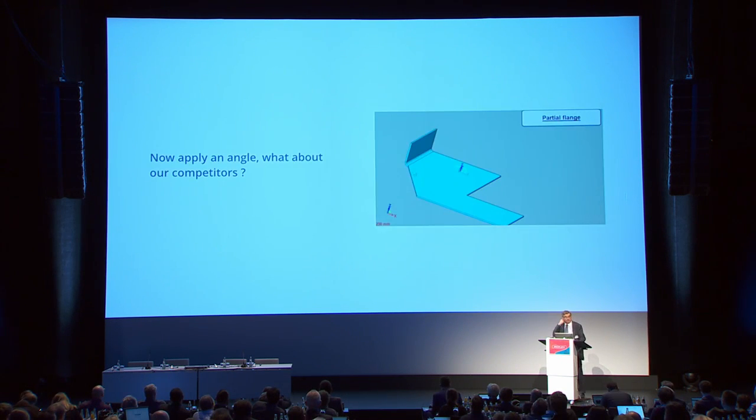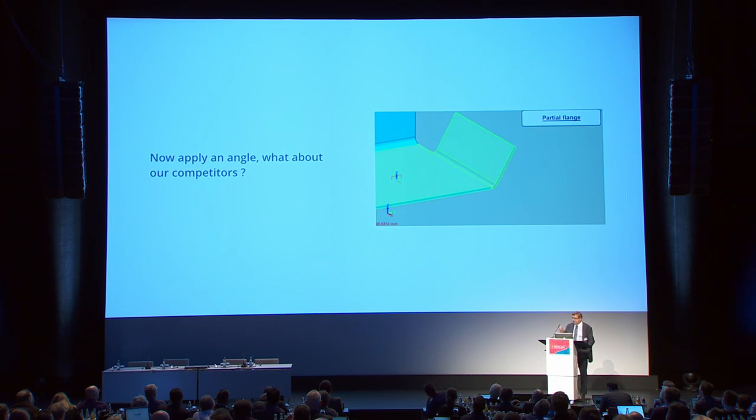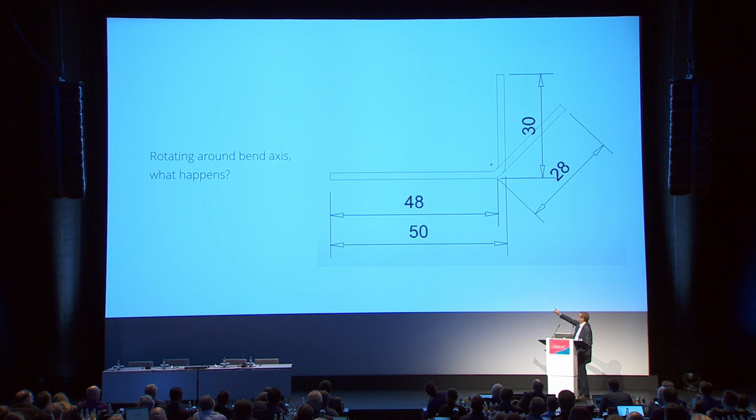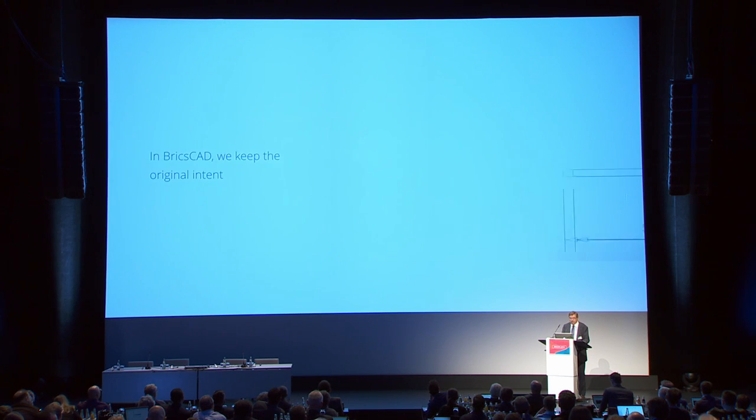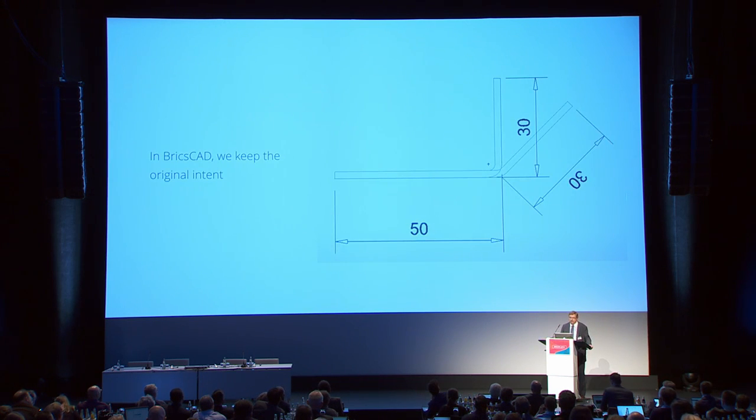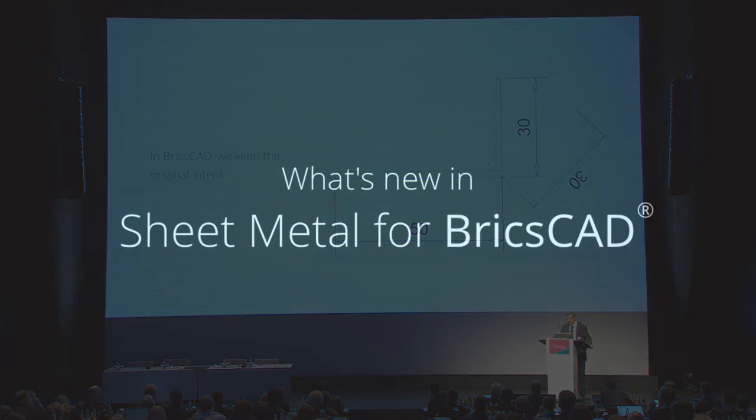Apply an angle. What about our competitor? Look at this. They rotate. Okay? Once again, because I like it. The rotation is around the bend axis. The flanges are reduced. There is never any reason to reduce the flanges. This is not a behavior. This is just a mistake. That's crazy. And of course, in BricsCAD, we keep the design intent.